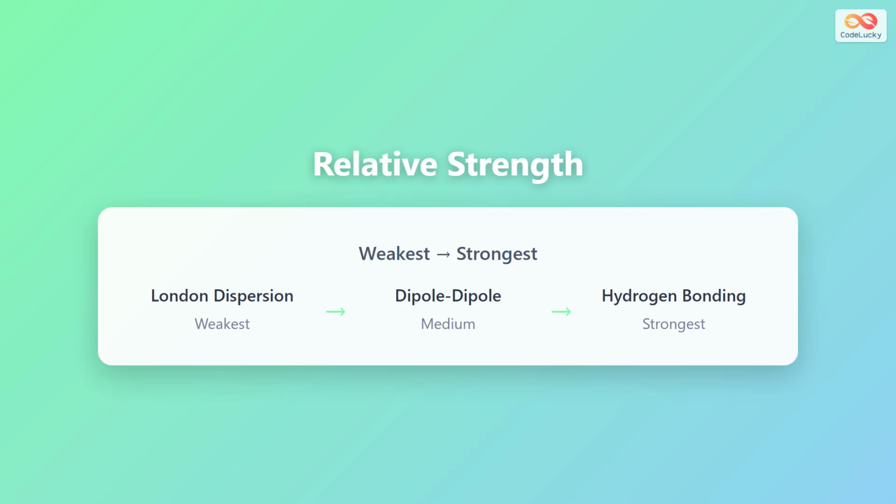These three types of intermolecular forces differ in strength. London Dispersion Forces are the weakest of the three. They're temporary and result from fluctuations in electron distribution. Dipole-dipole forces are medium in strength, occurring between permanently polar molecules. Hydrogen bonding is the strongest intermolecular force, though it's still much weaker than actual chemical bonds. Understanding this hierarchy helps predict how substances will behave.